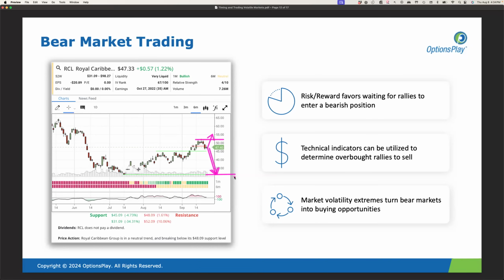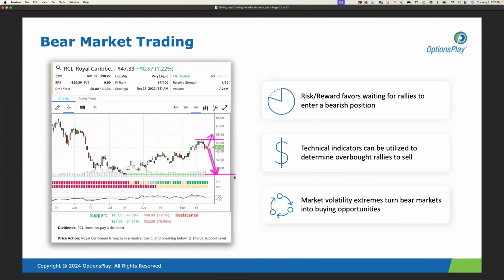So what you can do here is use rallies to find opportunities where the risk to reward is skewed as best in your favor, because bear markets are not easy to trade. Statistically, it's skewed against you. You tend to get these moves that are fast and violent, which means that you don't necessarily have a lot of time to get into these trades and get out of these trades. So they're very time sensitive. So you want to do so in a way where your risk to reward is skewed as heavily in your favor as possible. Technical indicators can be utilized to determine when rallies are overbought, and you can sell into them. And that's for if you're trying to follow the bearish trend or follow the bearish market.